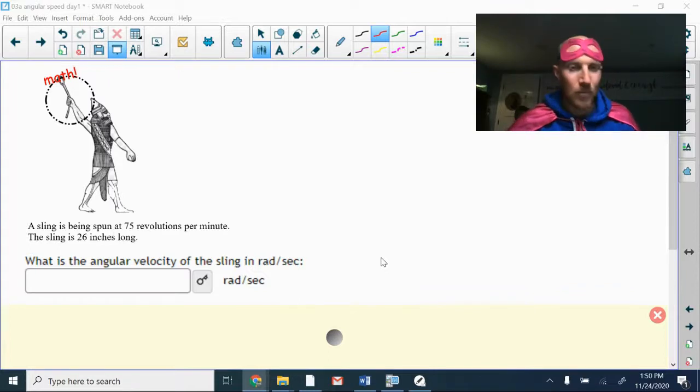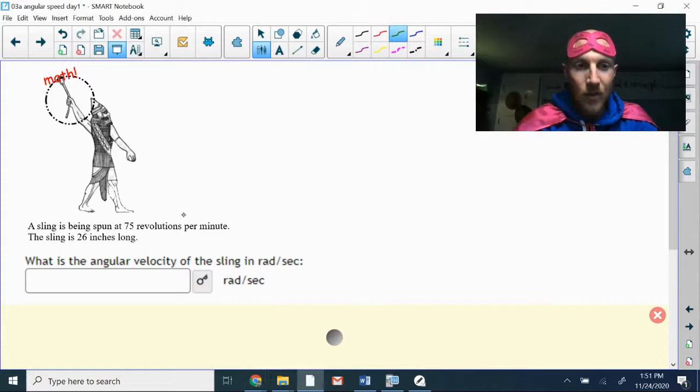That's probably his problem. So a sling is being spun at 75 revolutions per minute. The sling is 26 inches long. First question here is we got to find angular velocity in radians per second. So I'm going to start with that 75 revolutions per minute. That's my starting point.